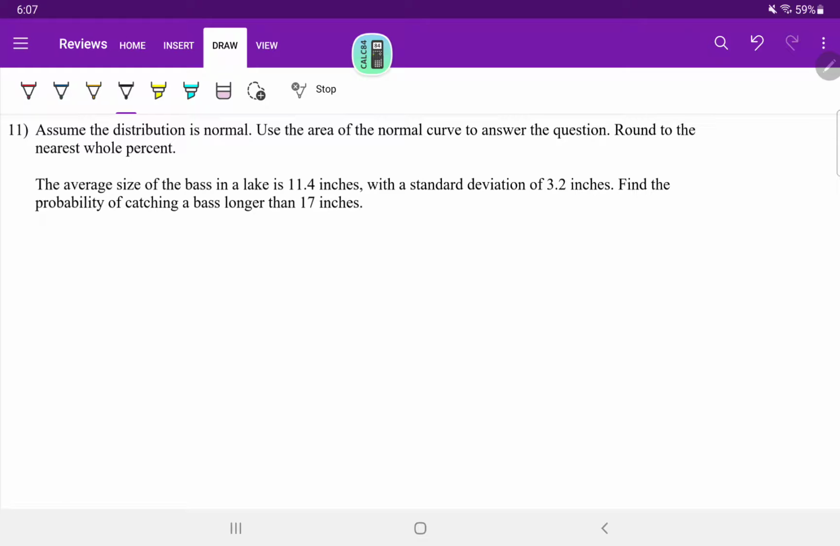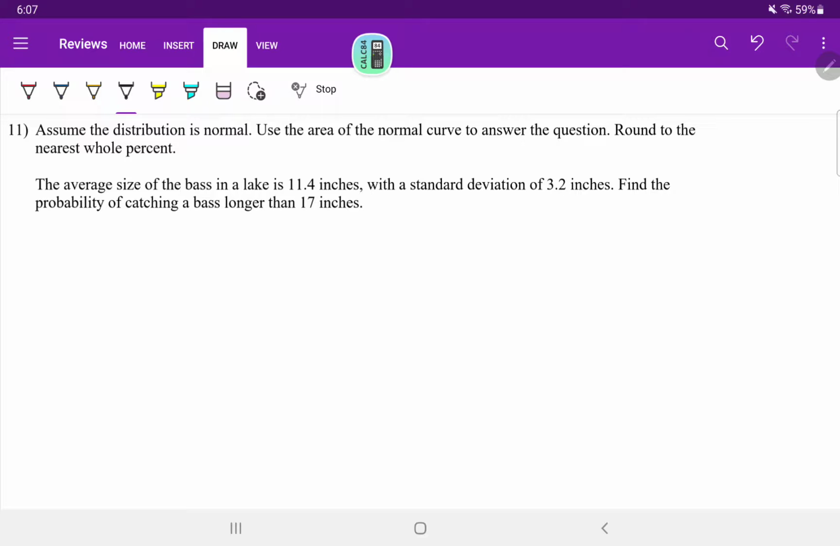It says, assume the distribution is normal, which means we're going to be using a bell-shaped curve. Use the area of the normal curve to answer the question. Do not round your answer to the nearest whole percentage. It says the average size of the bass in a lake is 11.4 inches with a standard deviation of 3.2 inches. You want to find the probability of catching a bass longer than 17 inches.